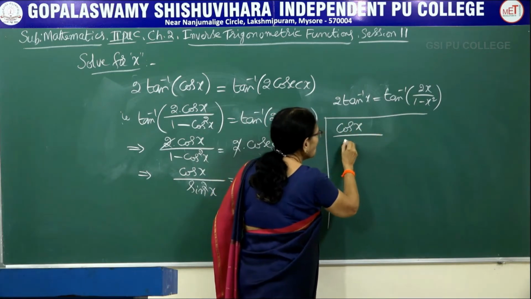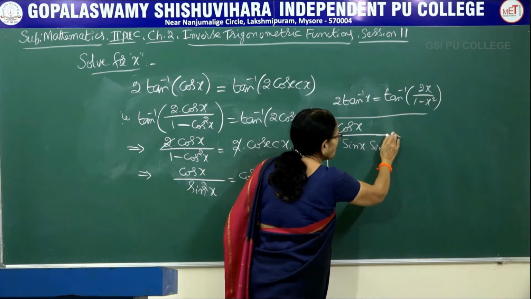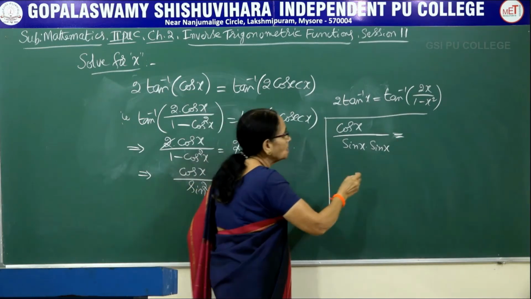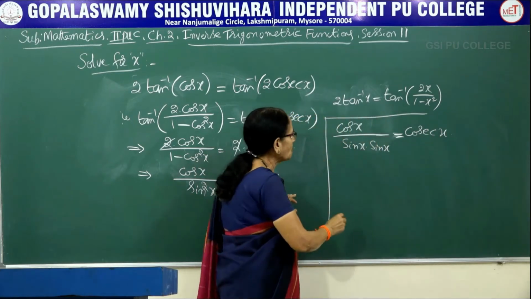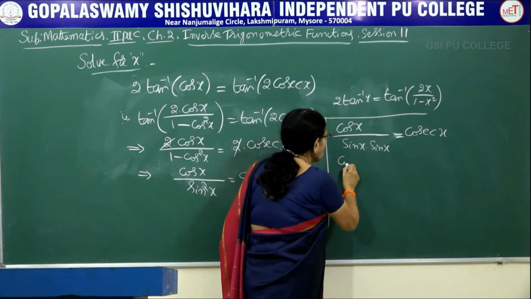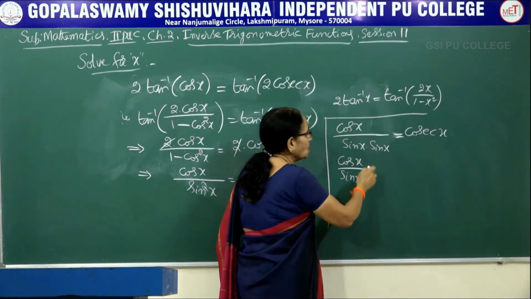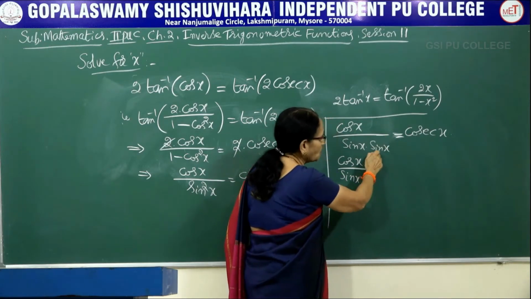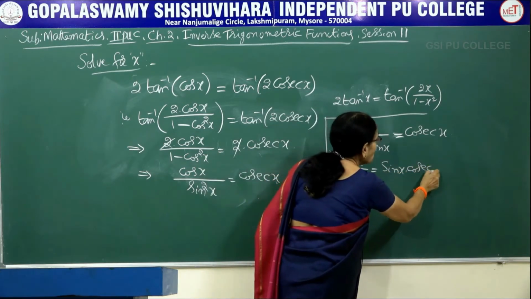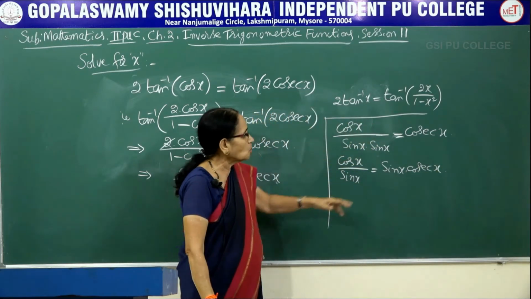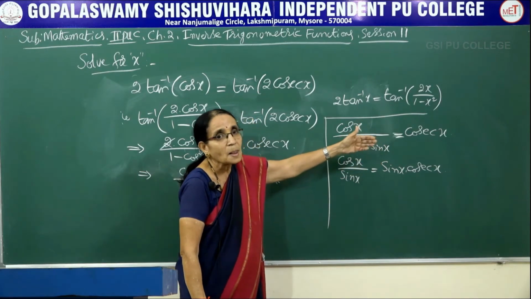Write cos x, denominator, sin square x I am writing as sin x into sin x. Write the right hand side as it is, cosecant x. Now cos x by sin x, you write it together: cos x into cos x by sin x. Here this is sin x, what I am having on the left hand side, I am taking it to the right hand side, that is I am cross multiplying. Or you can do one thing, 1 by sin x, cosecant x can be cancelled also. Instead you can take sin x to the right hand side.